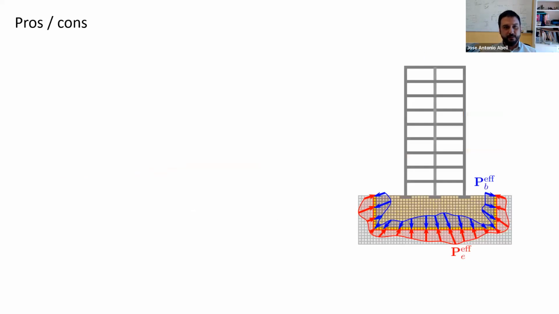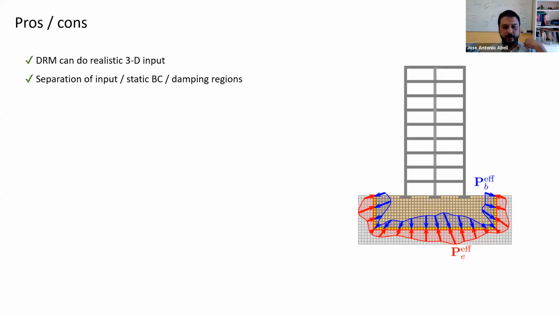So pros and cons of DRM. DRM can do realistic 3D input. This is a nice one that I like. There's a separation of where earthquake input occurs with where you need to apply static boundary conditions and where you can do damping. So earthquake input occurs inside the domain, and then outside the domain, you can use that to model radiation damping, apply static boundary conditions. So you don't need one boundary to do two things at the same time, as in other modeling approaches. You separate, and this is a good thing about DRM.